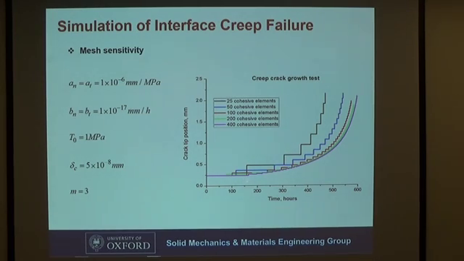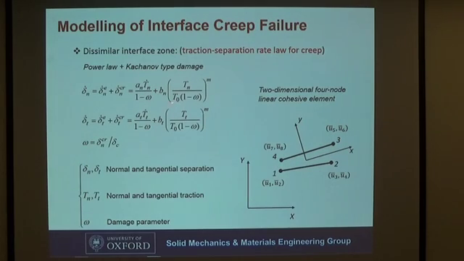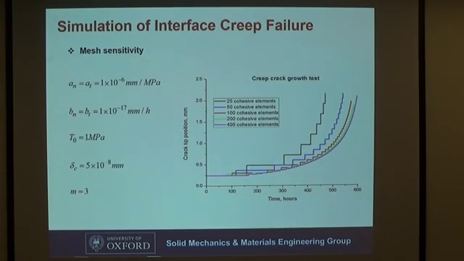We can see here that 200 cohesive elements along the interface could give a reasonable result. So in the simulation, we have selected 200 elements along the interface. During the calibration, we fix the elastic constant because the big influence will be given by the creep part. T0 is a reference traction, which is a constant. We just select 1 megapascal. Then we calibrate the creep constants, delta C and M.